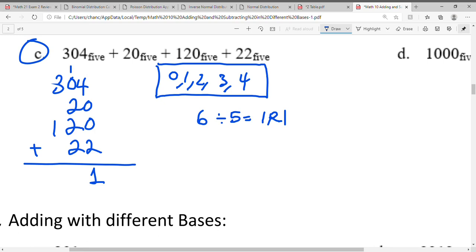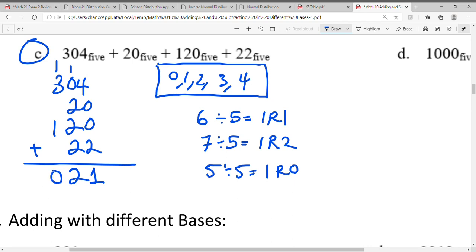1 plus 2 plus 2 plus 2, that is 7. 7 does not exist, so let's divide that by 5. I get 1 remainder 2. So we have a 2 down here, and then we'll carry that additional 1. 1 plus 3 plus 1 is 5. 5 does not exist, so let's convert that to 1 remainder 0. So we have a 0, and we'll carry that 1 over. So our solution is 1, 0, 2, 1, base 5. Don't forget the base 5.